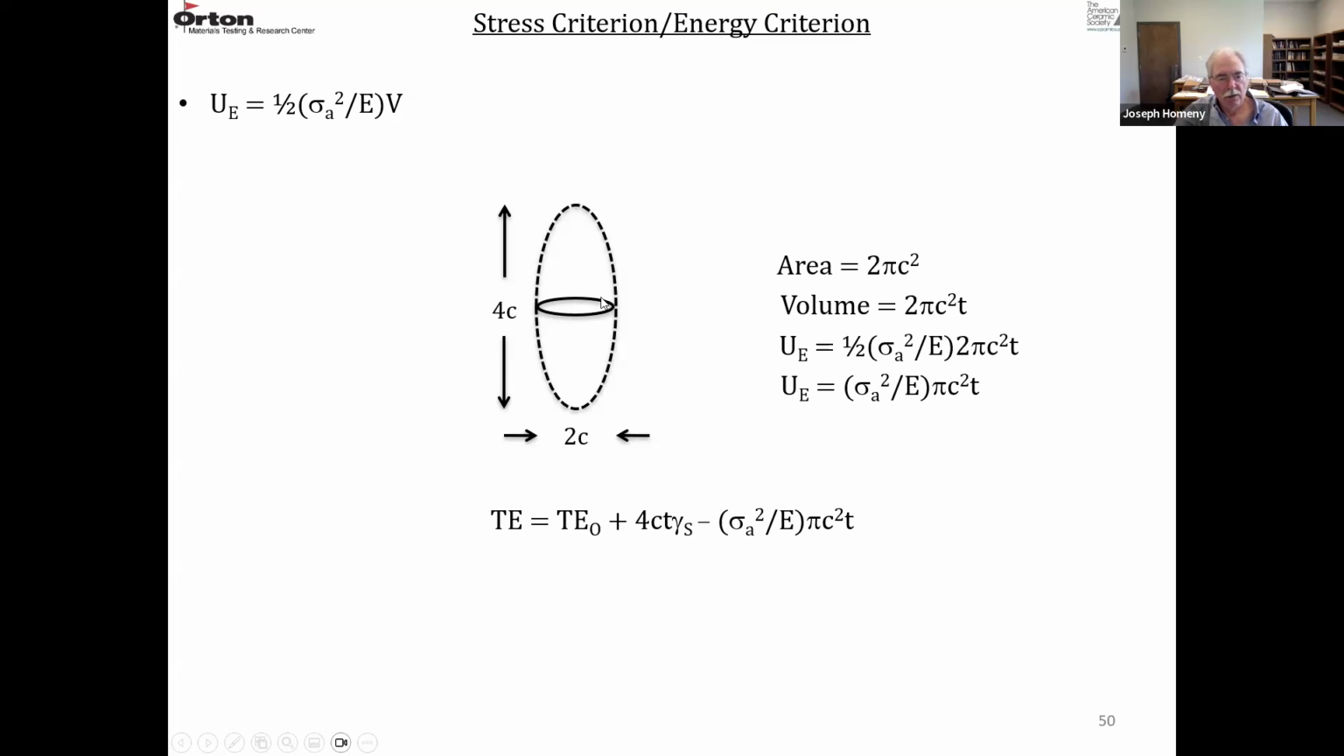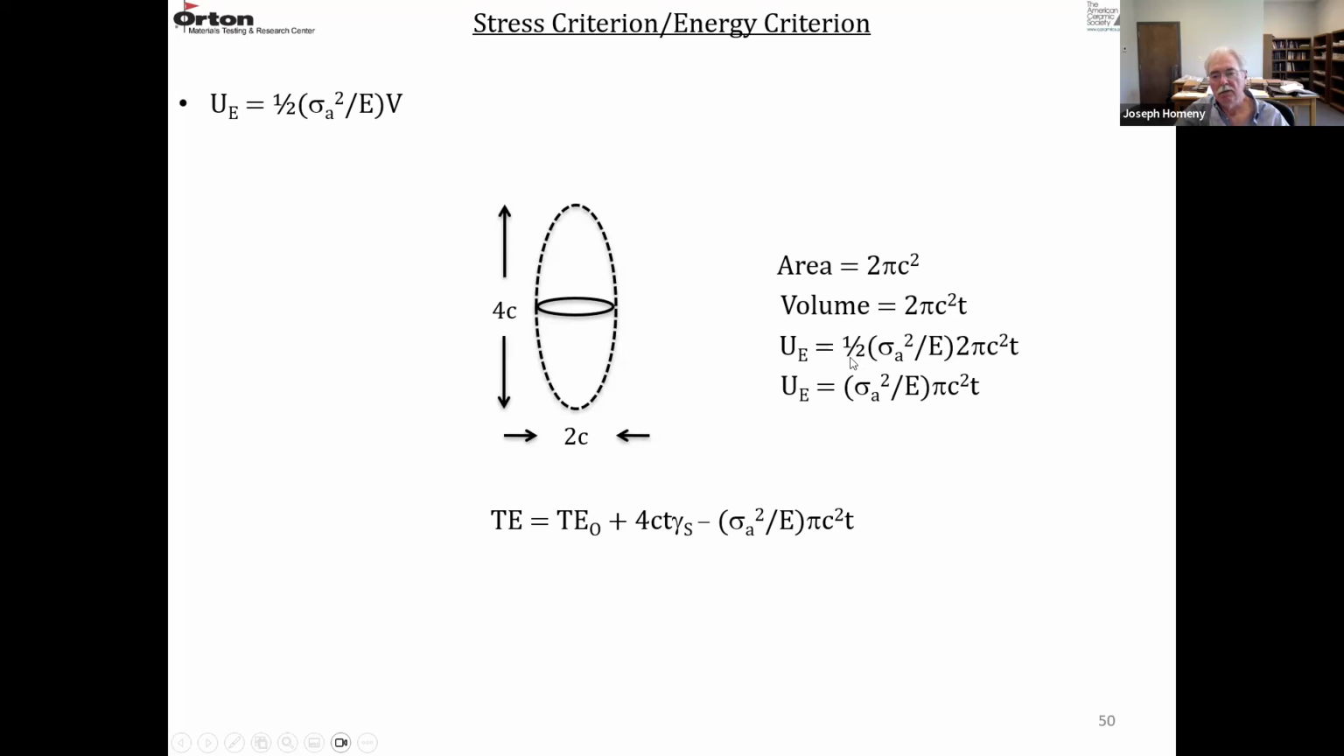So here's our elliptical hole. The dotted ellipse around this elliptical hole represents the volume that's stressed. So this is 2C, this is 4C. So the area of this volume that's stressed is 2 pi C squared. And then it has a thickness T of the plate. So the volume is 2 pi C squared T.